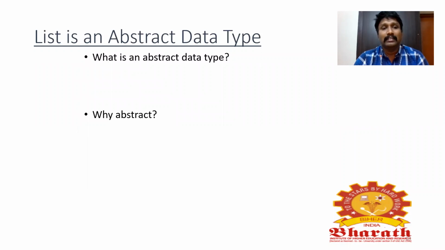Now we will see that a list is an abstract data type. Why is a list an abstract data type? Before going into it, you must know what an abstract data type is.